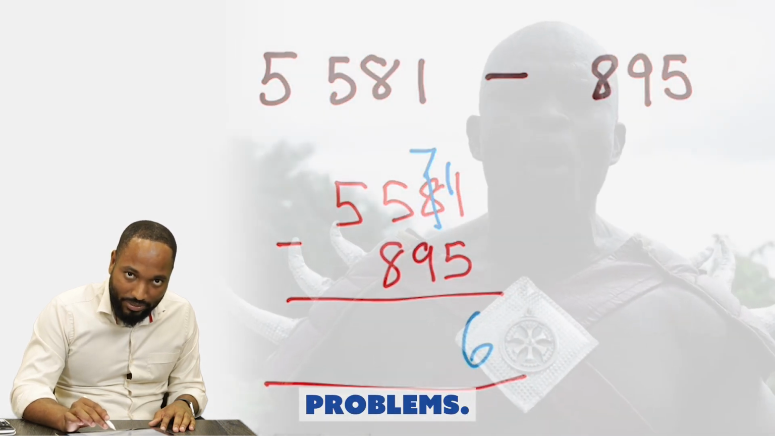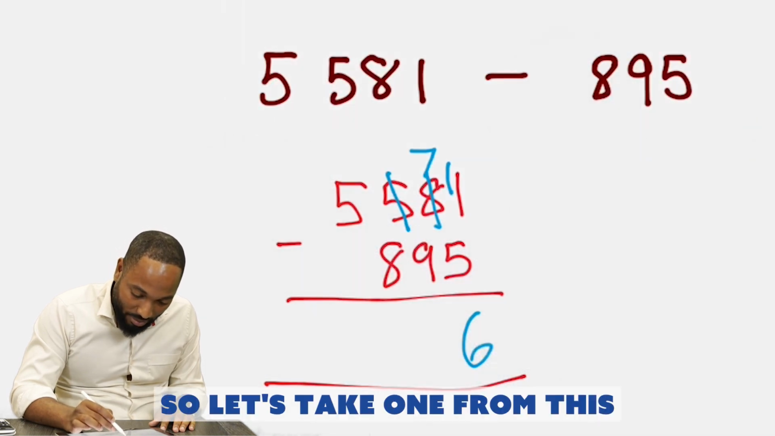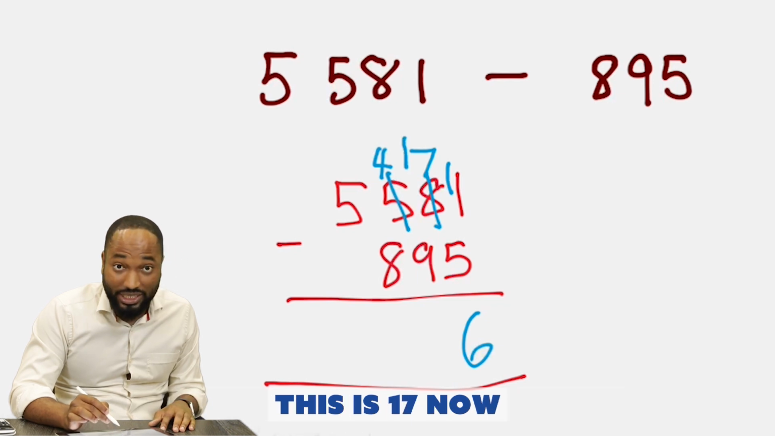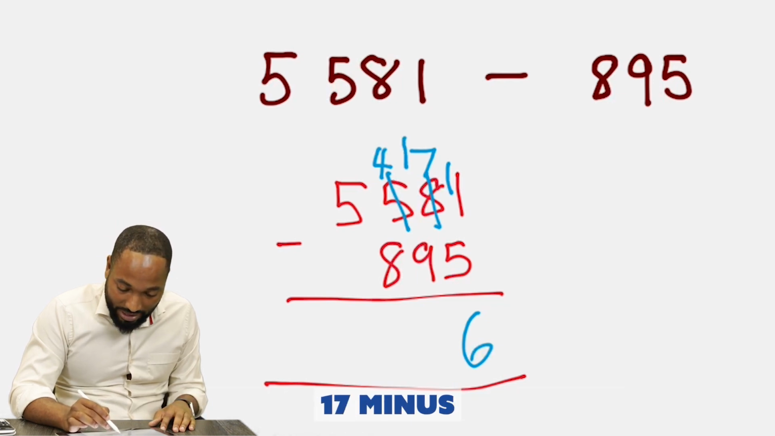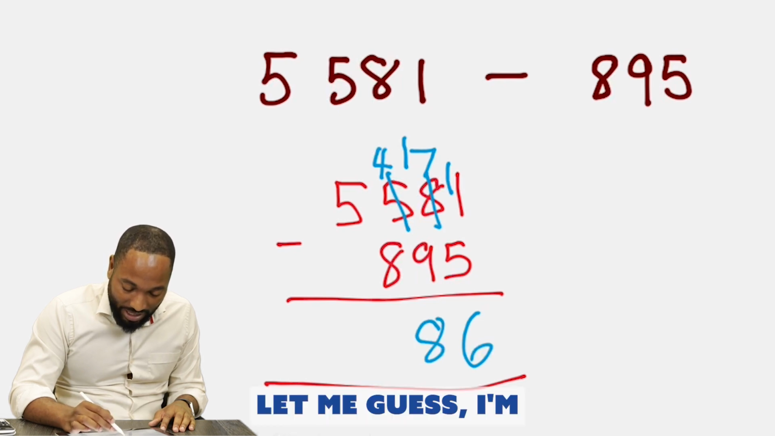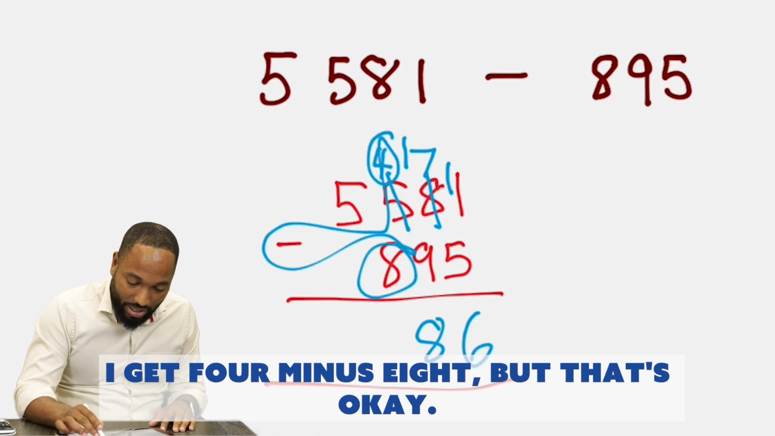Problems. All I see is problems. All right, so let's take 1 from this, and this becomes 4. And I'll bring this across. This is 17 now. 17 minus 9 is 8. Let me guess. I'm going to get a problem here again. 4 minus 8, but that's okay.